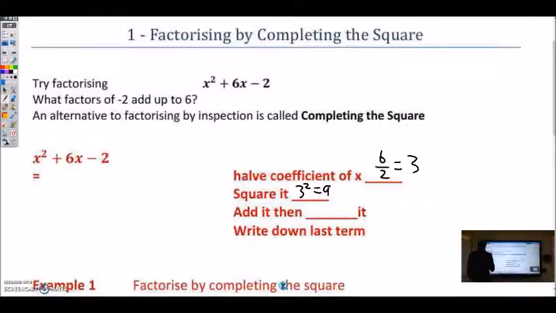So at this point, we're going to have x squared plus 6x plus 9 minus 9, and then we've got minus 2. Now, just to highlight it for you, in this step, we have added and subtracted 9. So by adding and subtracting it, we haven't changed the expression.